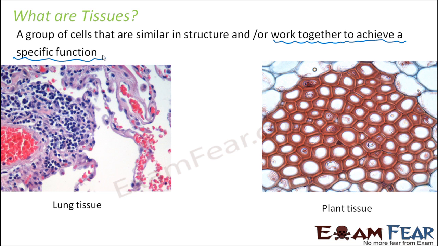Now when we talk about tissues, here you can see examples of tissues. Here on the left hand side you can see the lung tissue. Our lungs are made up of cells, and inside the lungs the cells group together to perform some specific function. So this is how they look under a microscope. Again, on the right hand side you can see a plant tissue.